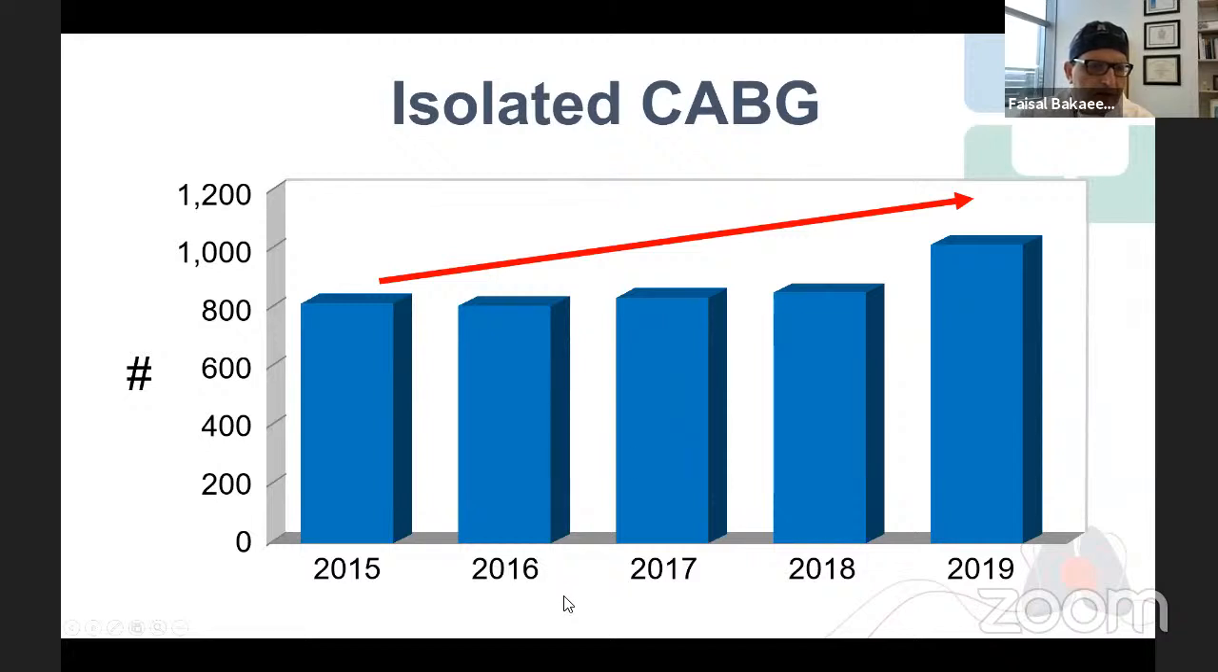And also maybe because people realize the benefit of CABG over PCI, and finally, maybe CABG is no longer that glamorous, and many cardiologists are doing the transcatheter structural stuff like TAVR and mitral stuff, so they're doing less PCI, so we're seeing more surgical cases. We don't know, but in any case, the number of cases has gone up.